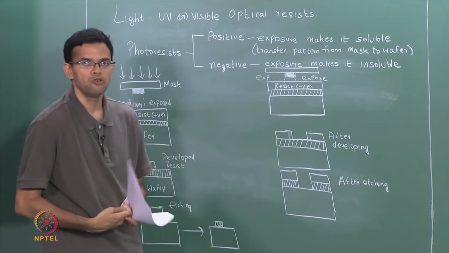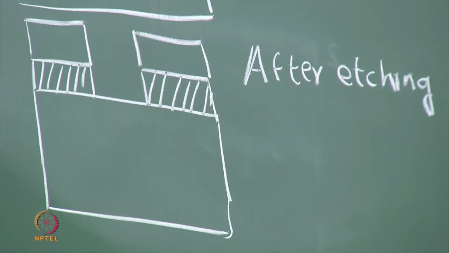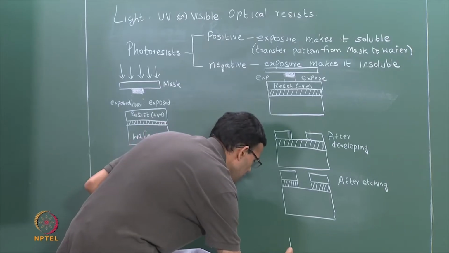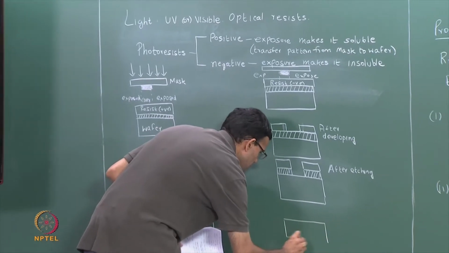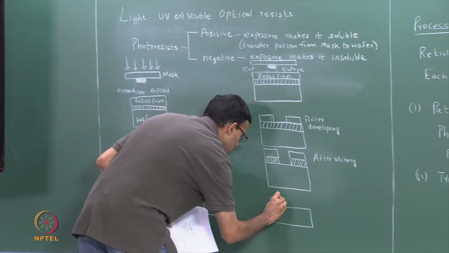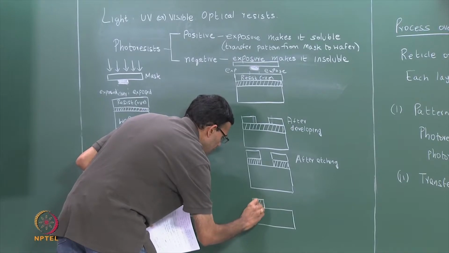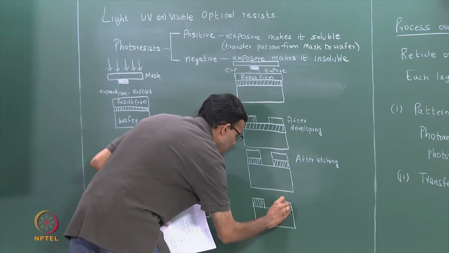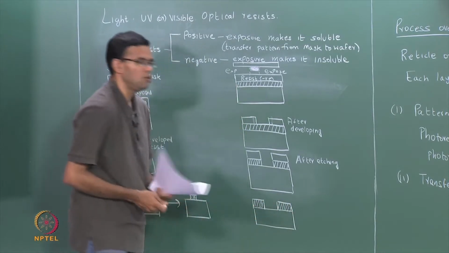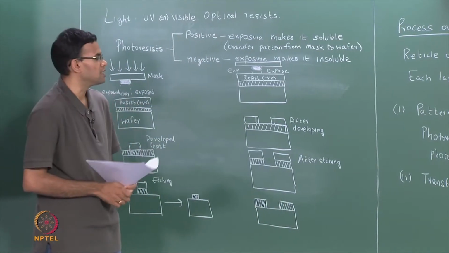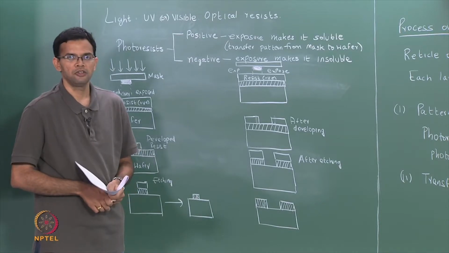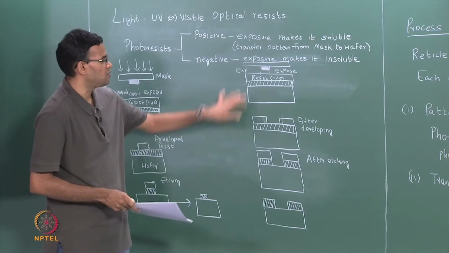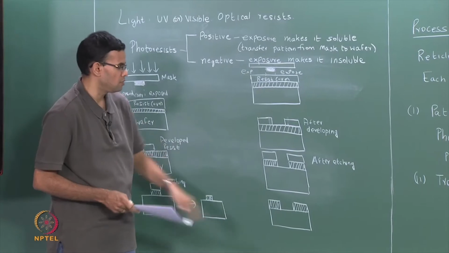We can then remove the photoresist that is remaining, so that you are left with a wafer with an oxide layer and a hole where the pattern was there in the mask. So, in the case of a negative photoresist, you are transferring a negative of the pattern onto the wafer.